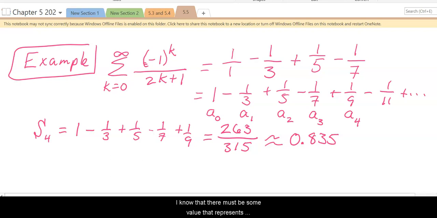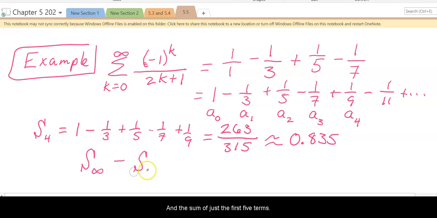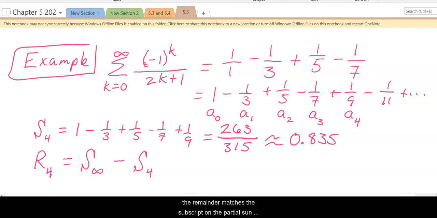I know that there must be some value that represents the difference between the true infinite sum and the sum of just the first 5 terms. This is what we call the remainder. The subscript on the remainder matches the subscript on the partial sum used to produce the approximation. In this case, R sub 4 is the approximation error when we use S sub 4 to approximate this infinite sum. Again, I know it converges by looking at it.